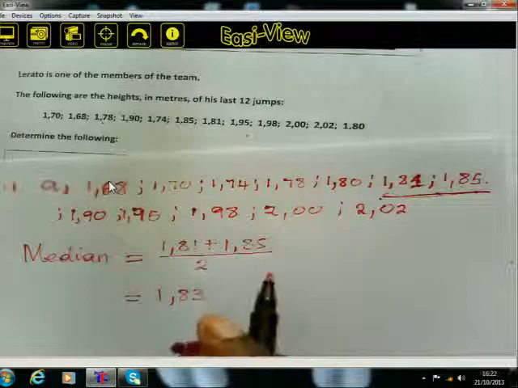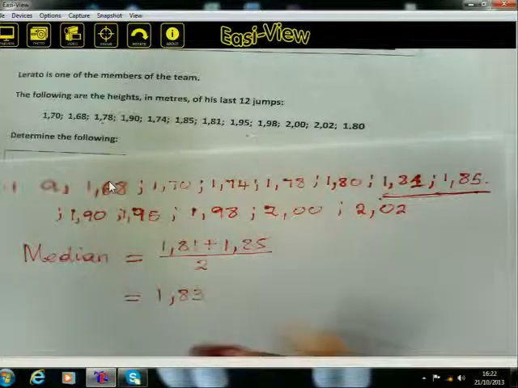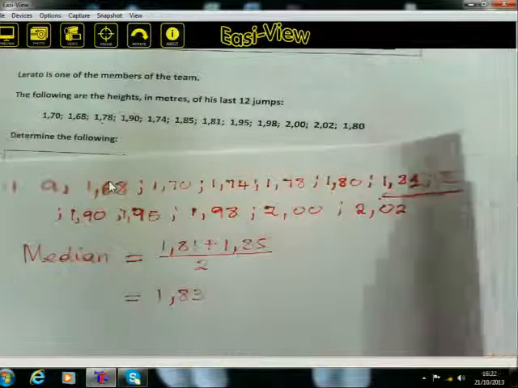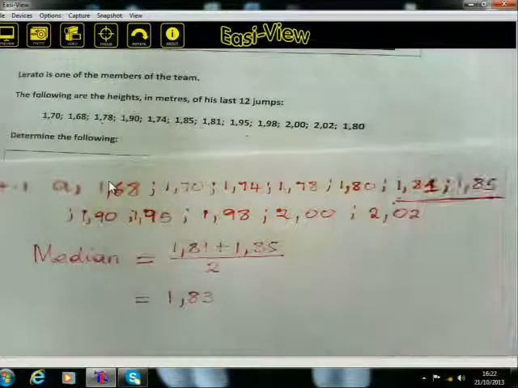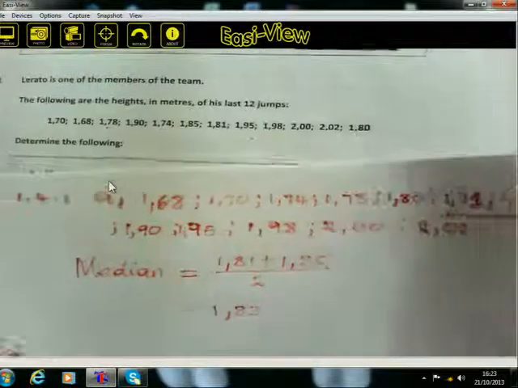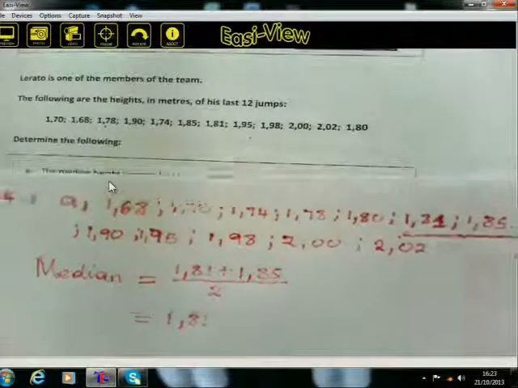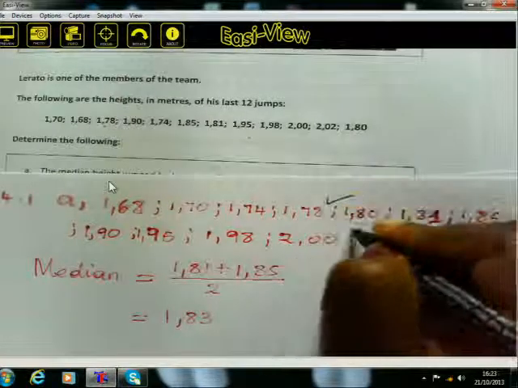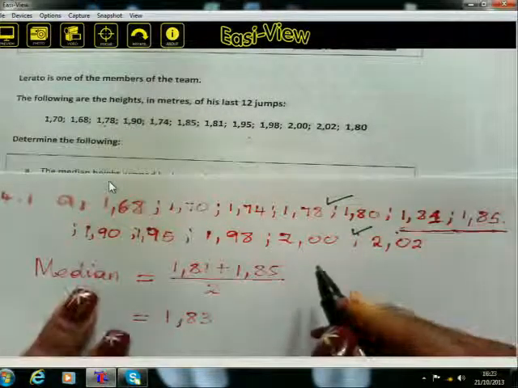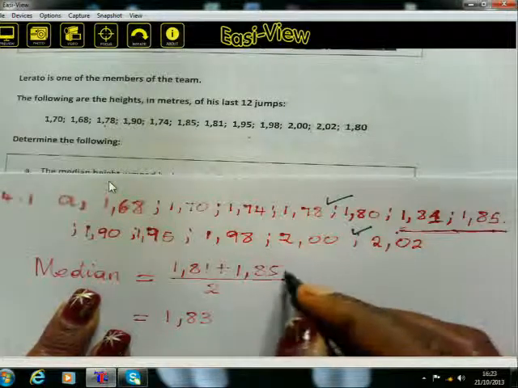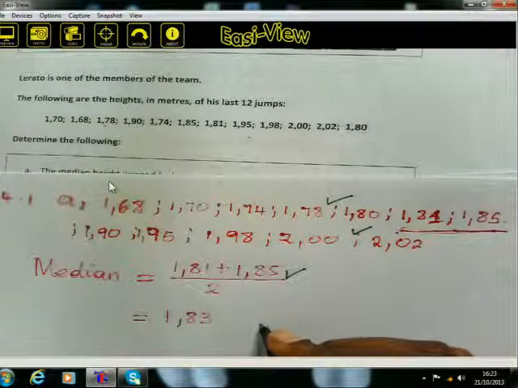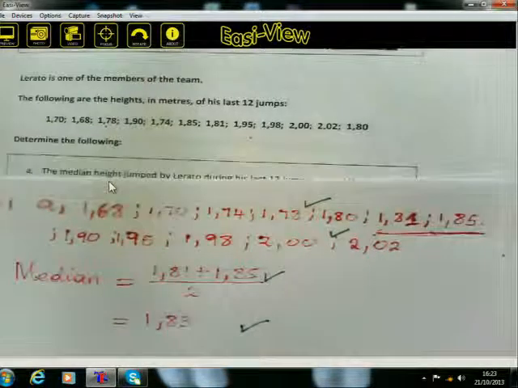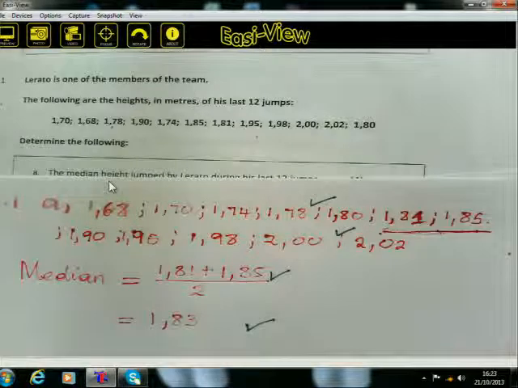So that question was allocated for how many marks? It was 4 marks. So I believe for arranging your data, you will be given 2 marks. Then for collecting 2 middle numbers, another mark, and for your answer another mark. So all in all, it will be 4 marks.